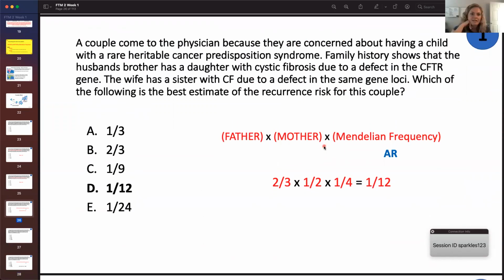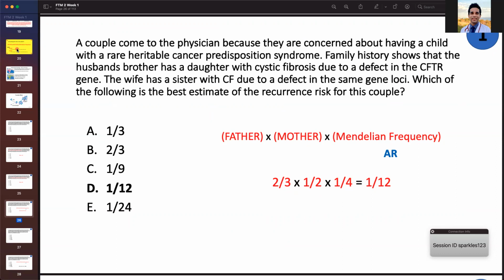So this is going to be more of the logic we were just talking about for the second one. The husband's brother has a daughter that has cystic fibrosis, so the husband is going to have a 2/3 chance of being a carrier. And then the wife has a sister who does have cystic fibrosis. Wait, I think this is backwards in order. Yeah, the order is off. The mother should be 2/3 and the father should be 1/2 here, right? Is that what you're going to say, Kishore? Yep, that's what I was going to say.